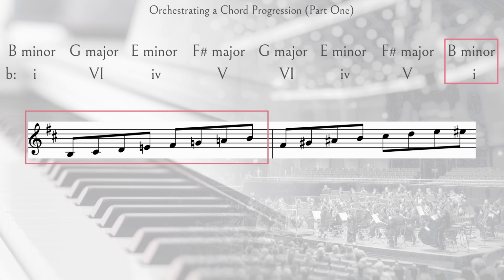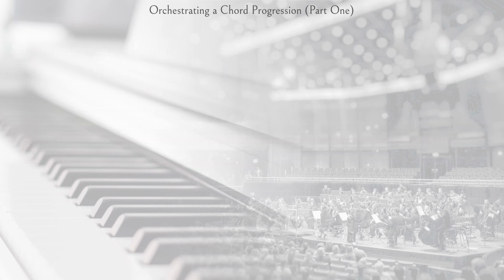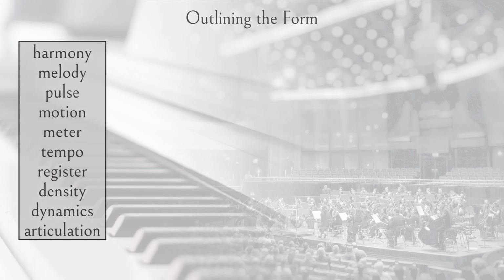I'm going to switch gears here and finish up this video by talking about creating an outline for the form of the piece. In the next video that I upload, I'll start composing the piano score, and at all times, I'll keep in mind the following musical parameters: harmony, melody, pulse, motion, meter, tempo, register, density, dynamics, and articulation.